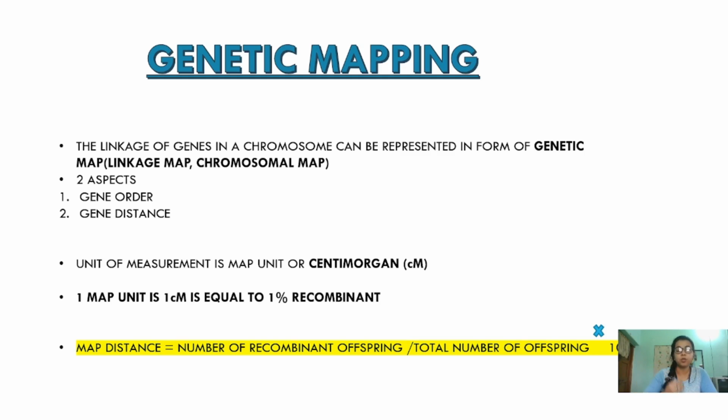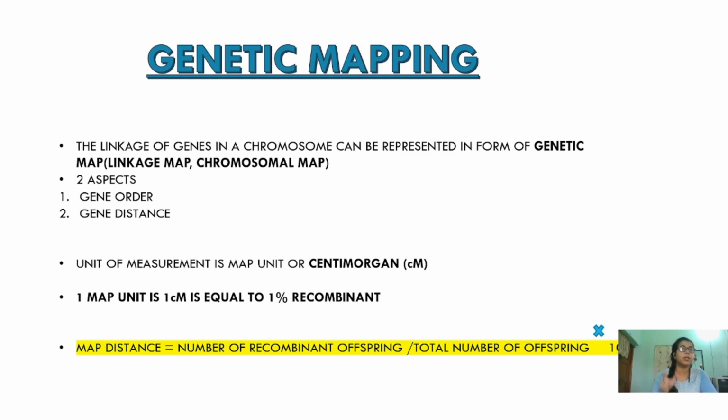First, we need to understand the unit to be measured for the gene map. As you measure length in cm, here the measurement of the genetic map is centimorgan. It is denoted by cM, with a small c and capital M. This unit of measurement of the map unit is called centimorgan. One map unit is equal to 1 cM, which is equal to 1% recombinant. Now you must be clear why we find the genetic distance or genetic mapping.